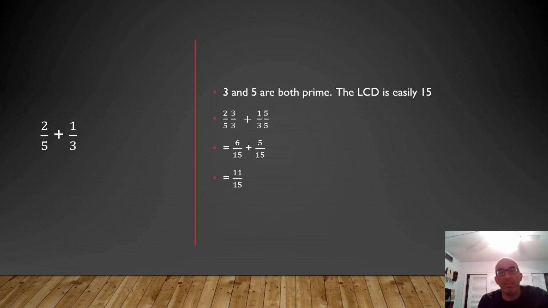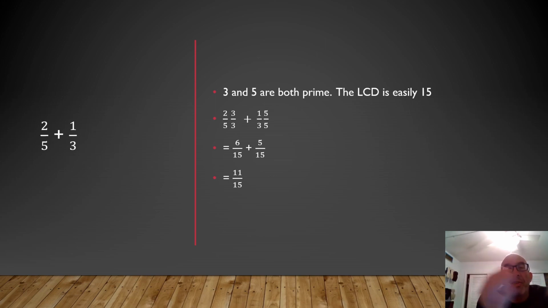And I've put on this blackboard how to do the problem. It's a relatively easy problem. 3 and 5 are both prime. So the LCD is now easily 15. If the two denominators are prime, just multiply them.